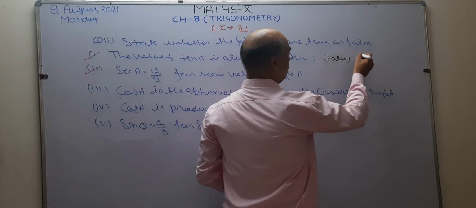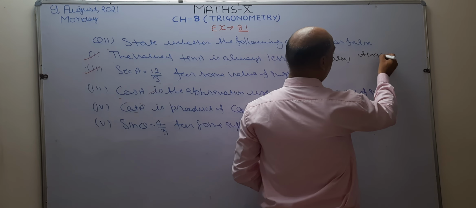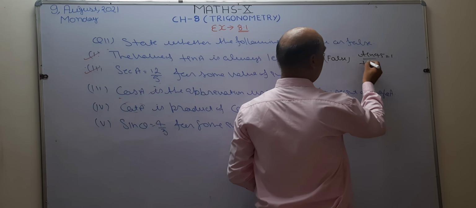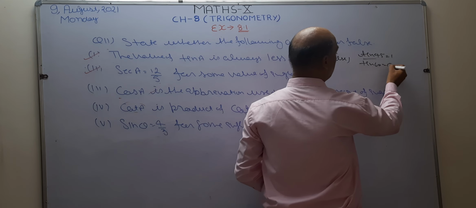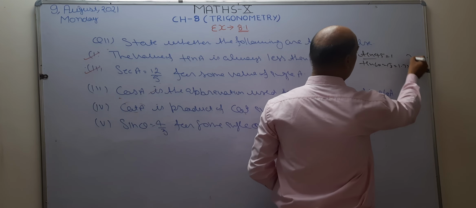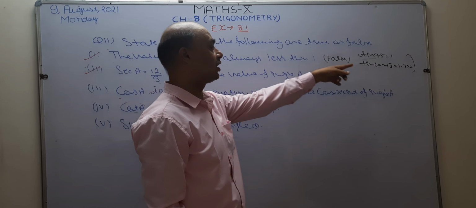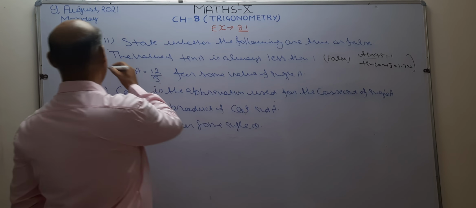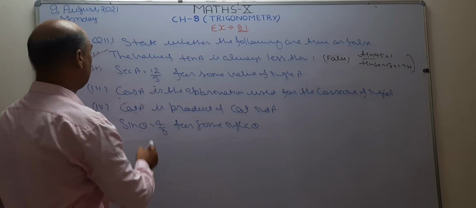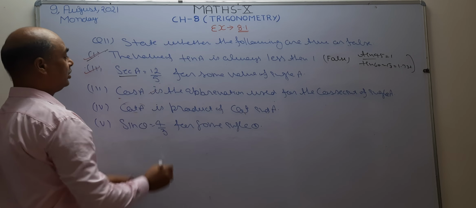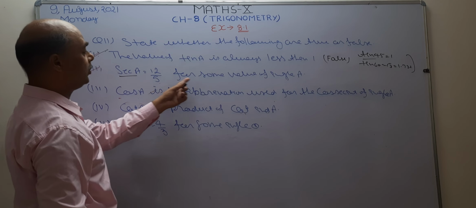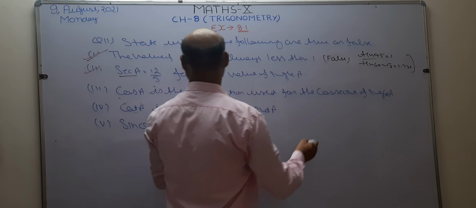Why is this false? Because as you know, tan 45 is 1. The value of tan 60 is root 3, which is 1.732. Now these two are not less than 1. So this is going to be false. First one is false. Now secant A is given as 12 by 5 for some value of angle A. So this is going to be true.